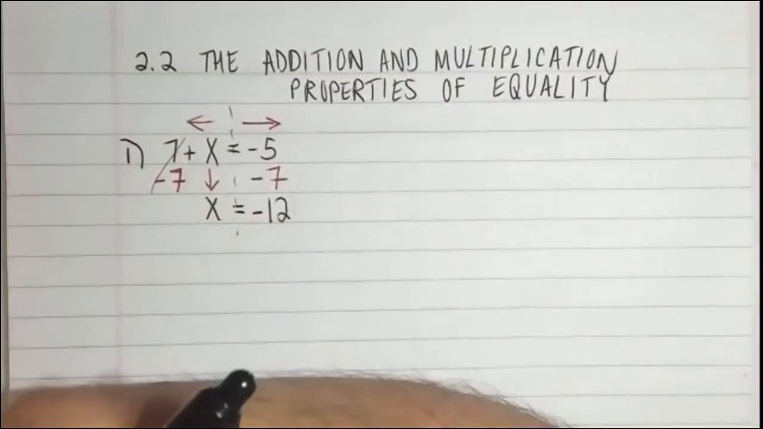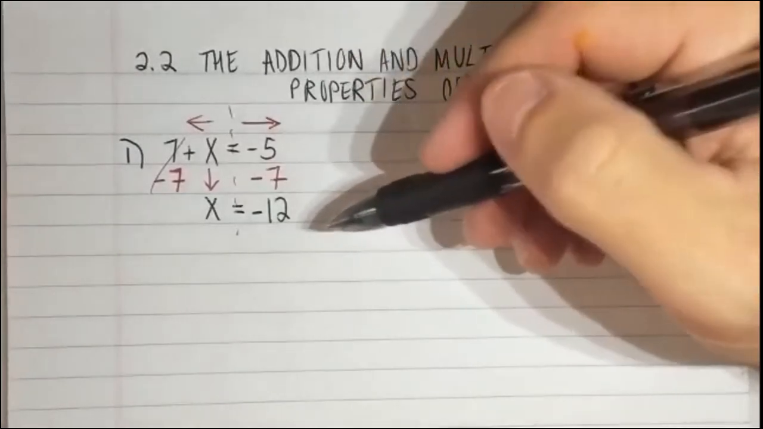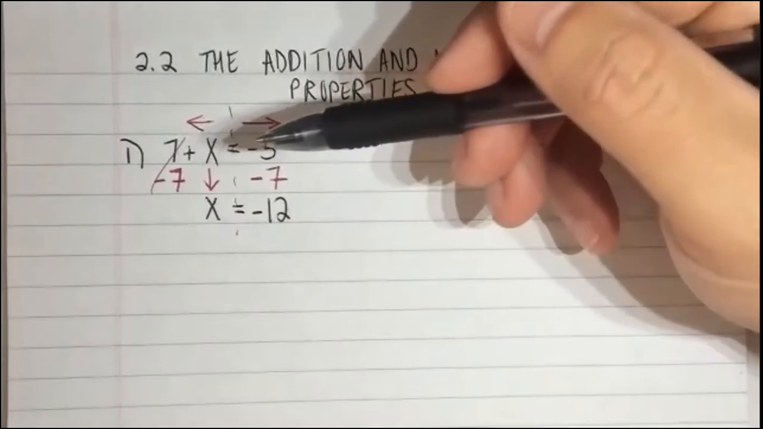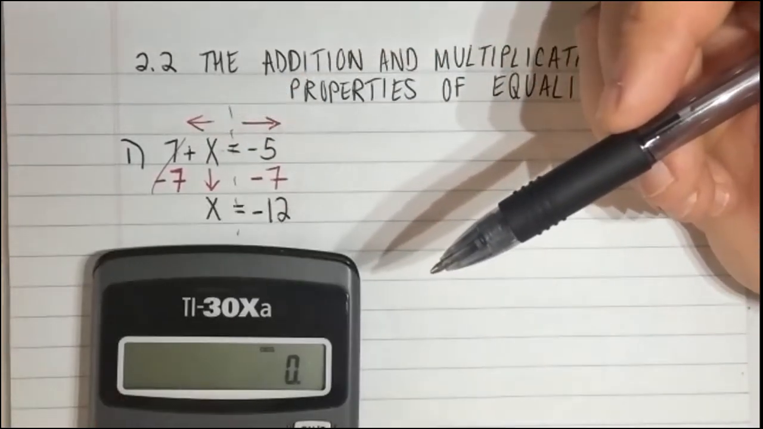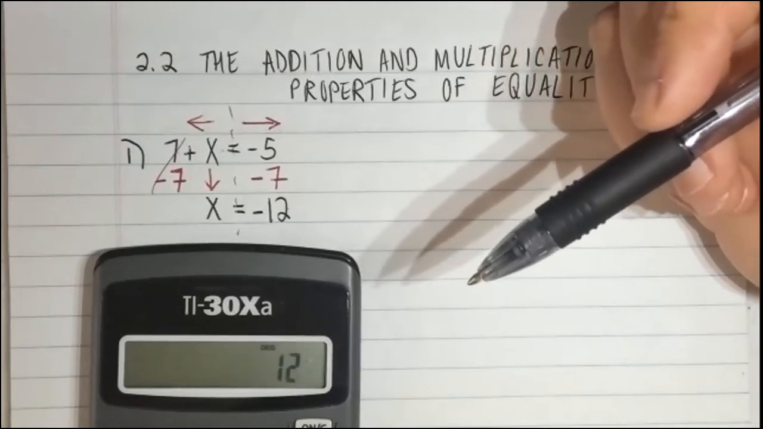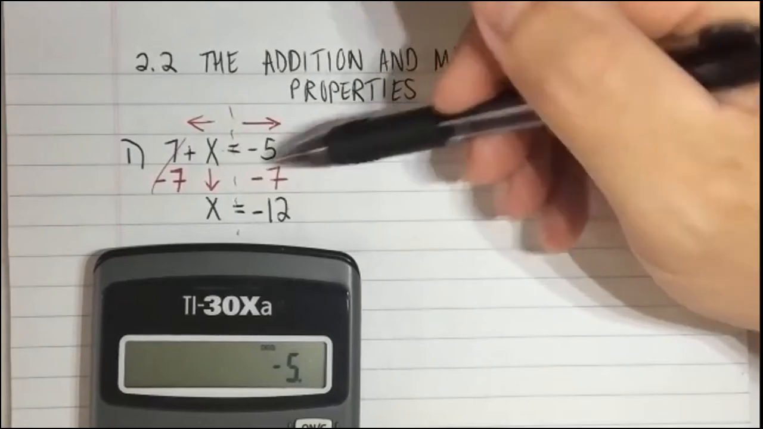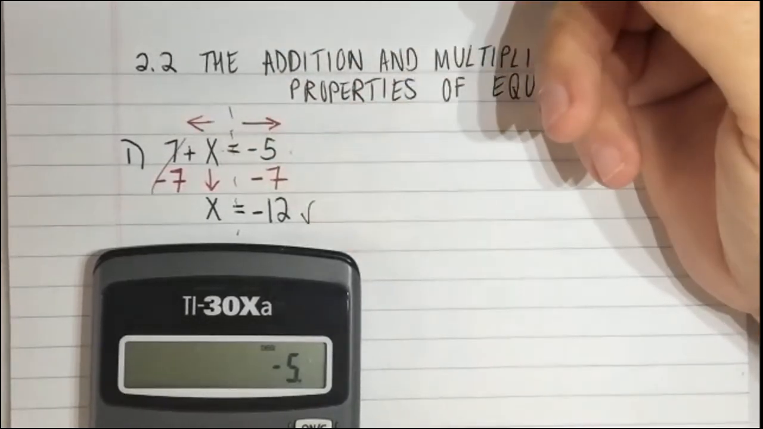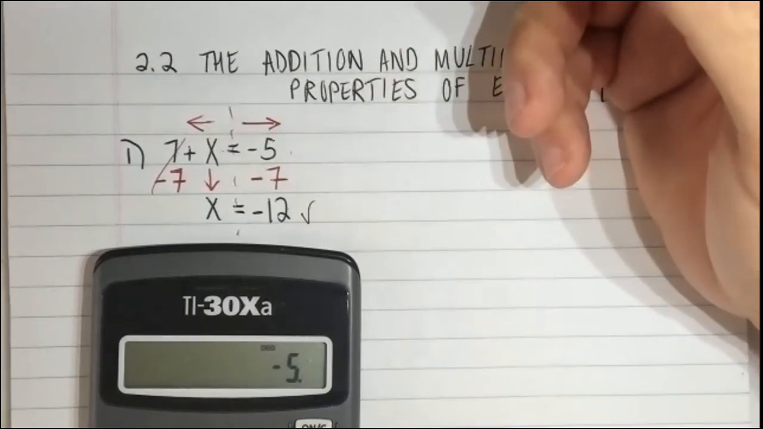So I'm doing negative 5 take away 7, and that's going to give me negative 12. And I will tell you guys, in a lot of these problems, you should always know if the answer is right, because all you have to do is plug in that value. So if you wanted to check that, I go 7 plus negative 12, I should get negative 5. That's how I know that this is correct. And I think the PowerPoint talks a lot about checking your answers.